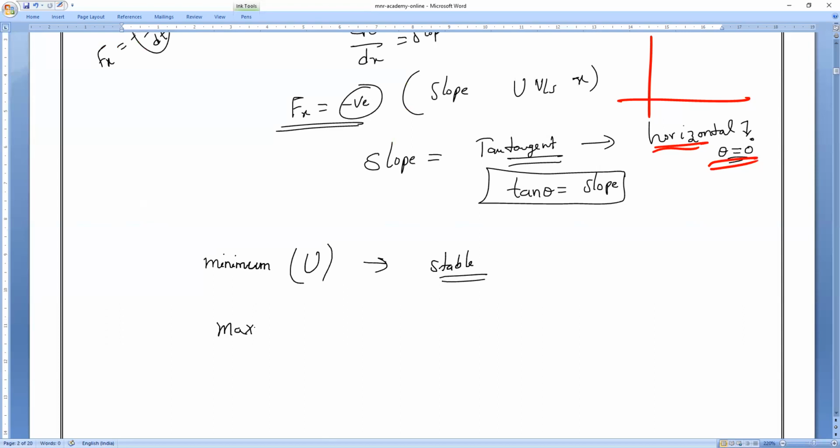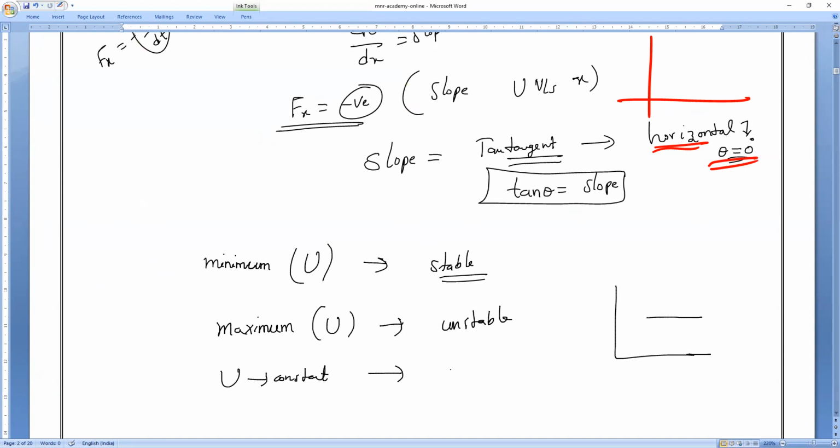If U is maximum, keep it in mind, then it is unstable equilibrium. Understand? If U is constant, parallel to the x-axis, then what is happening? It is also a constant equilibrium, neutral equilibrium. Neutral equilibrium, or we can say constant equilibrium.